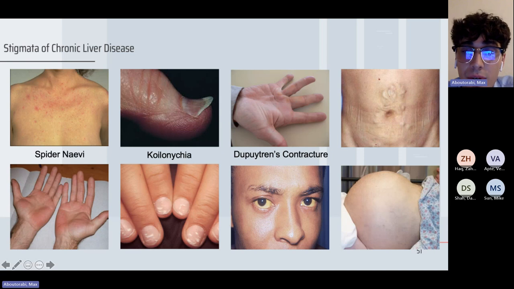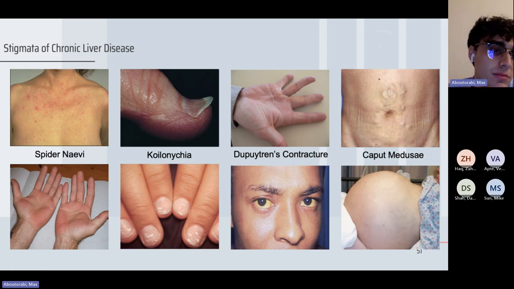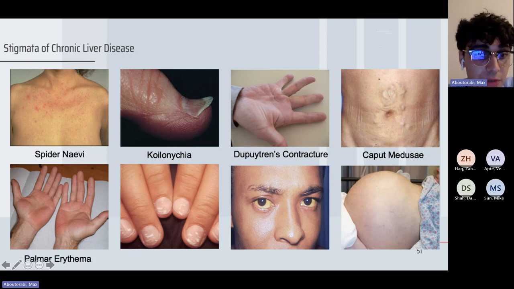Does anyone have an idea what picture four is? Cat Medusa? Yeah, so this is caput medusae. Again, a sign of end-stage liver disease or portal hypertension. Like you said earlier, picture five is palm erythema. Again, a sign of end-stage liver disease.